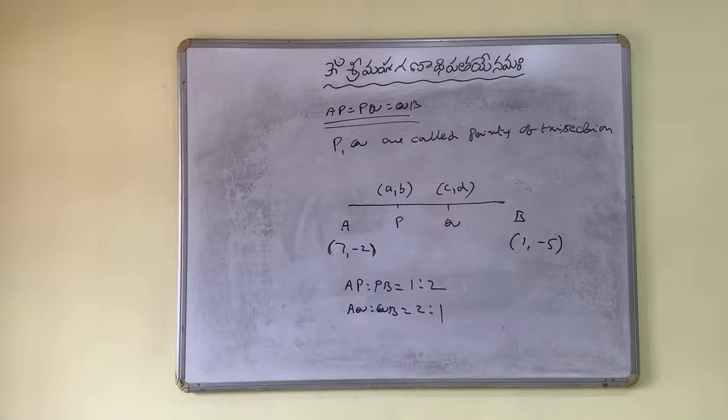P coordinates. What is P? What is Q? P lo mala AB kanukovali. Q lo ABCD lu kanukovali. P kanukovalante you have to take ratio 1:2. Q ante 2:1.